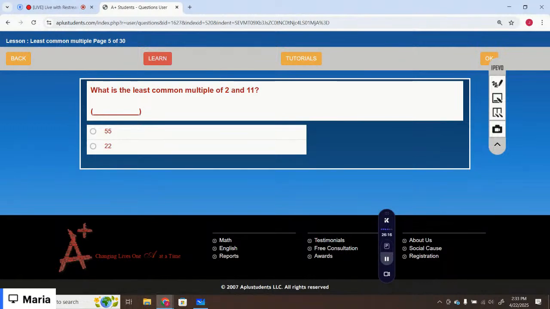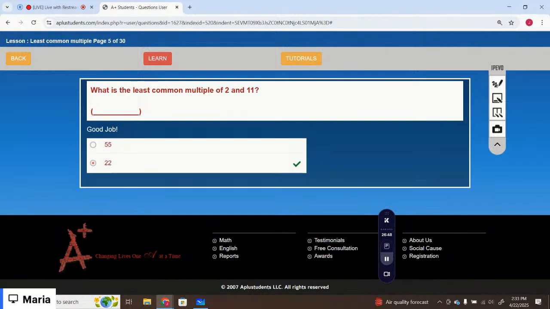What is the least common multiple of 2 and 11? The least common multiple of 2 and 11 is 22. Option number 2 is the correct option.